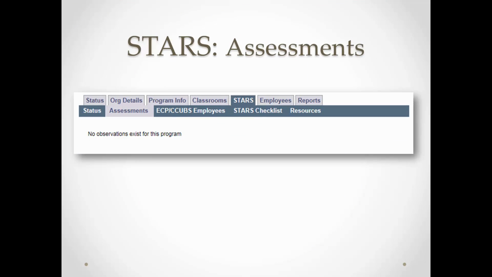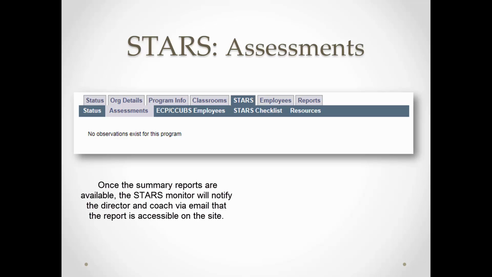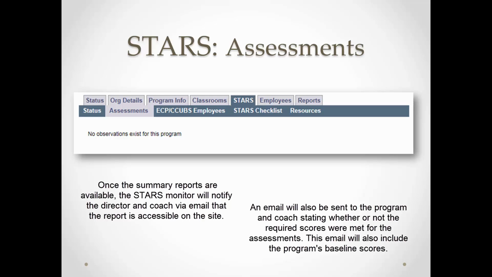The next subtab is the Assessment subtab. As you have heard, an assessment is only required if the program is applying for a star 3 or higher. Once the summary reports are available, the STARS monitor will notify the director and coach via email that the report is accessible on the site. An email will also be sent indicating whether or not the required scores were met for the assessment and the program's baseline scores. The program may request their coach go through the assessment report with them. ECSB is also available to discuss the report if further clarification is needed.